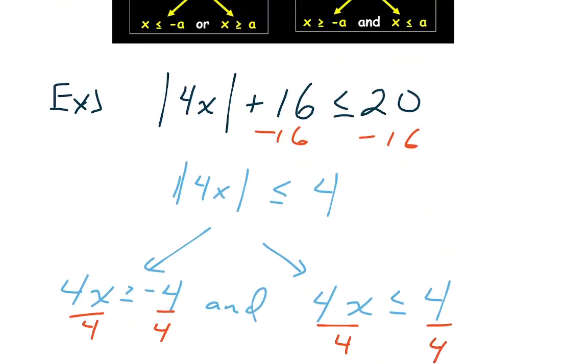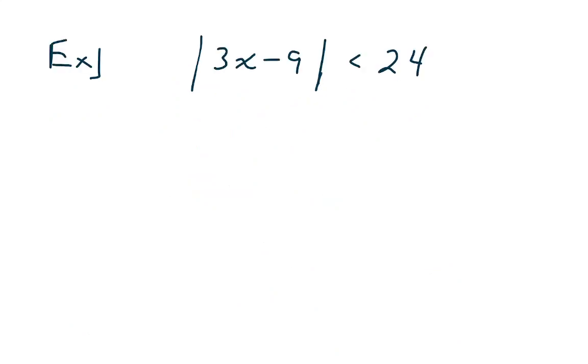Absolute value less than. I'm going to split the problem into two statements. One of them is less than the positive. It's basically the same thing. The other one's greater than the negative. I kind of flipped the sign and I made the number negative.